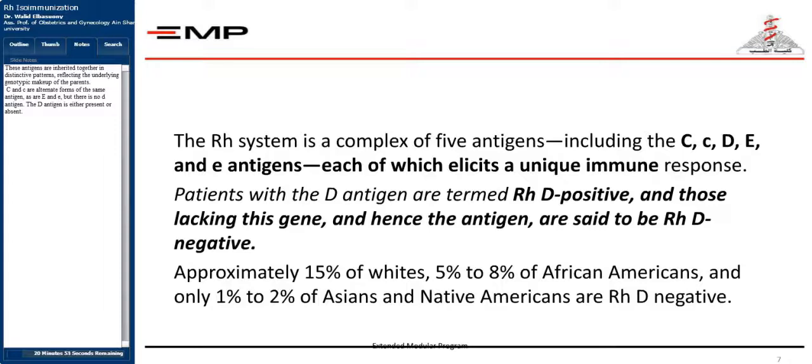The RH negative is approximately 50% of the whites, 5% of the African Americans, and only 1 to 2% of the Asians and Native Americans of the population.